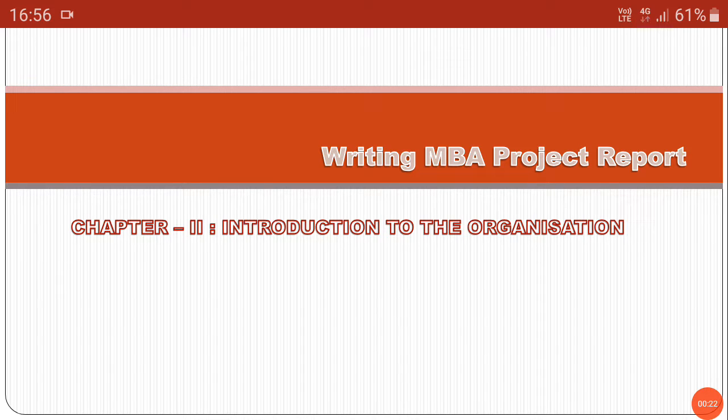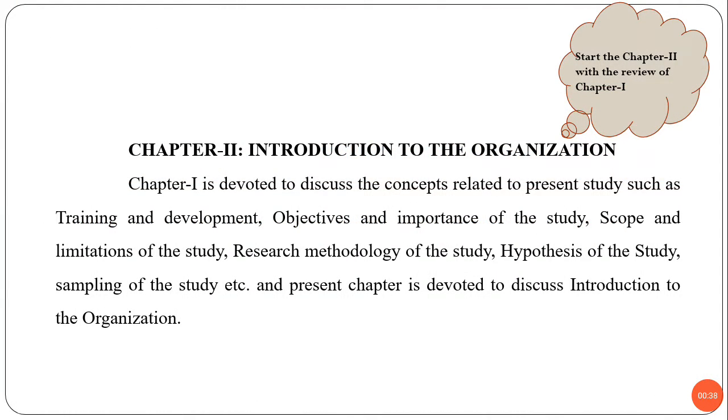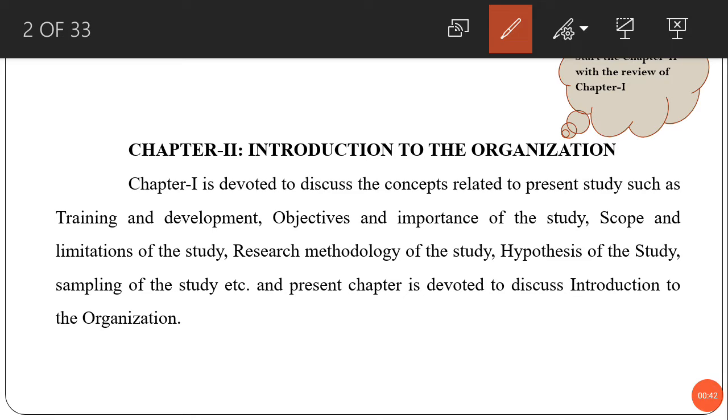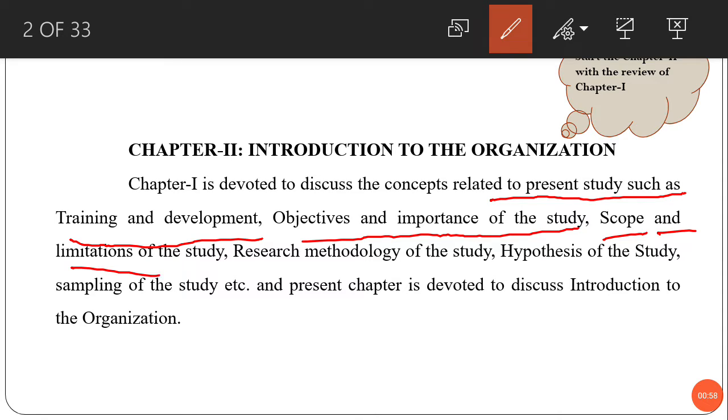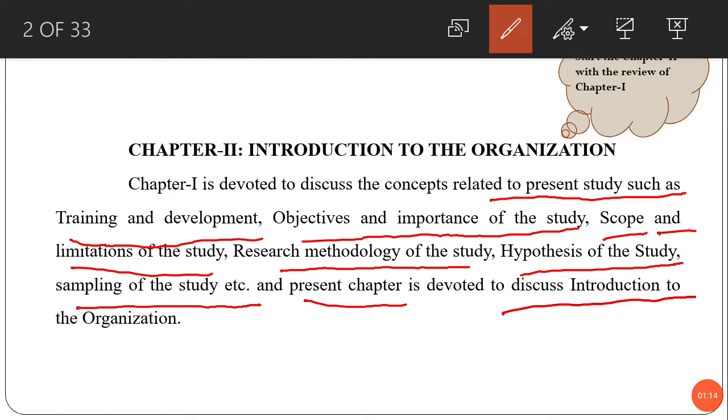Introduction to the organization. First of all, it is essential to write the introduction of chapter 2 with a review of chapter 1, such as: chapter 1 is devoted to discussing the concepts related to the present study, such as training and development, objectives and importance of the study, scope and limitation of the study, research methodology of the study, hypothesis of the study, sampling of the study, etc. And the present chapter is devoted to discussing the introduction to the organization.